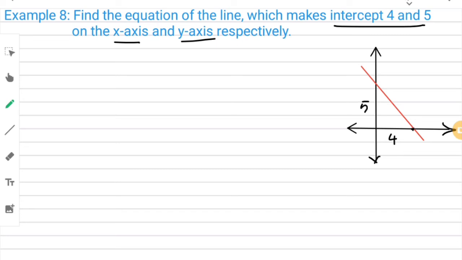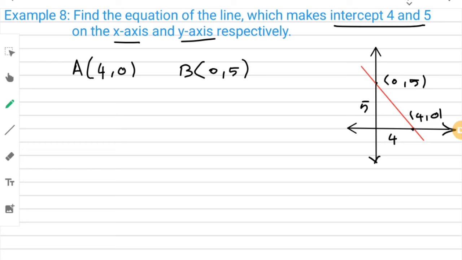And what will happen to this point? This point has become (4, 0) and this point has become (0, 5), because this point lies on the y-axis. So I am writing it as (0, 5). The two points are: one is A (4, 0), another point I am taking as B (0, 5). Now you have 2 points.